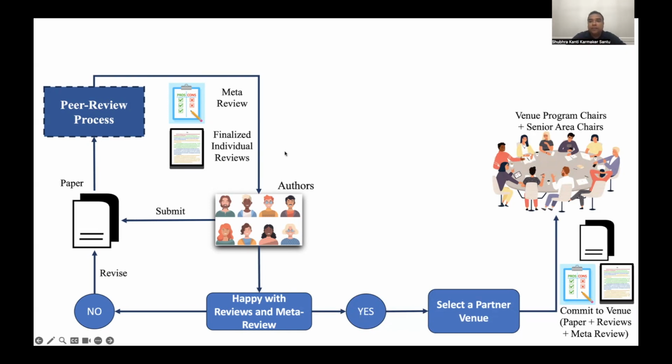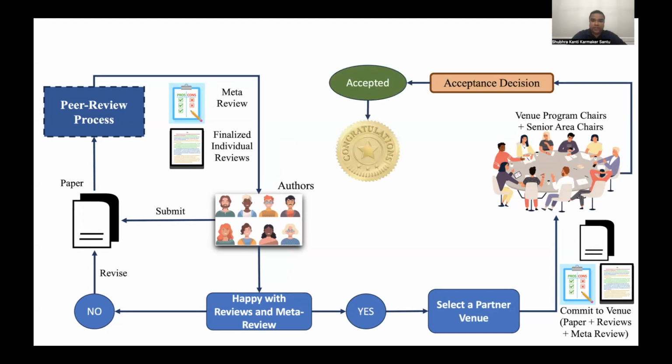And then the venue program chairs and the senior program chairs will discuss the submissions along with the sticky reviews and meta reviews that have already been completed by the peer review process by ARR. And then they have a decision, right? If the decision is accepted, then congratulations to the authors, and that's it, you celebrate. But if the result is a rejection, then it's again a decision point for the authors, like what they want to do. Well, they have mainly two choices.